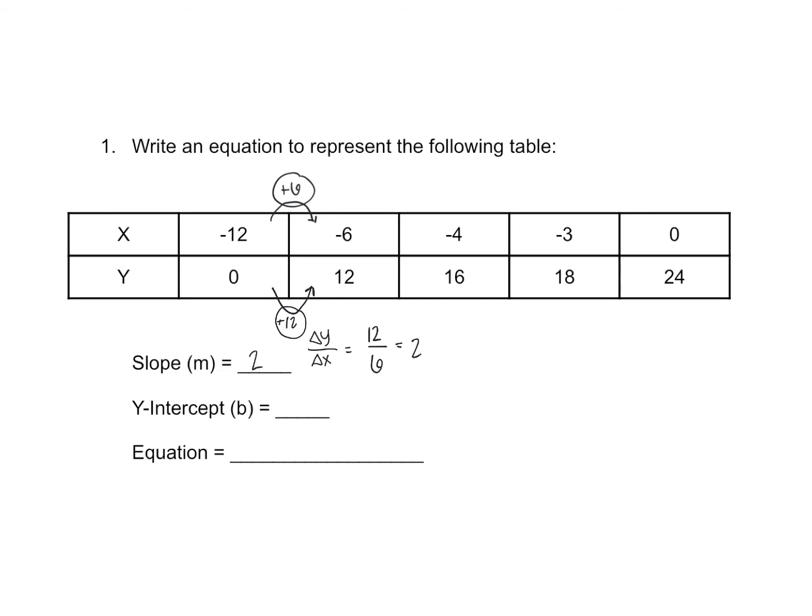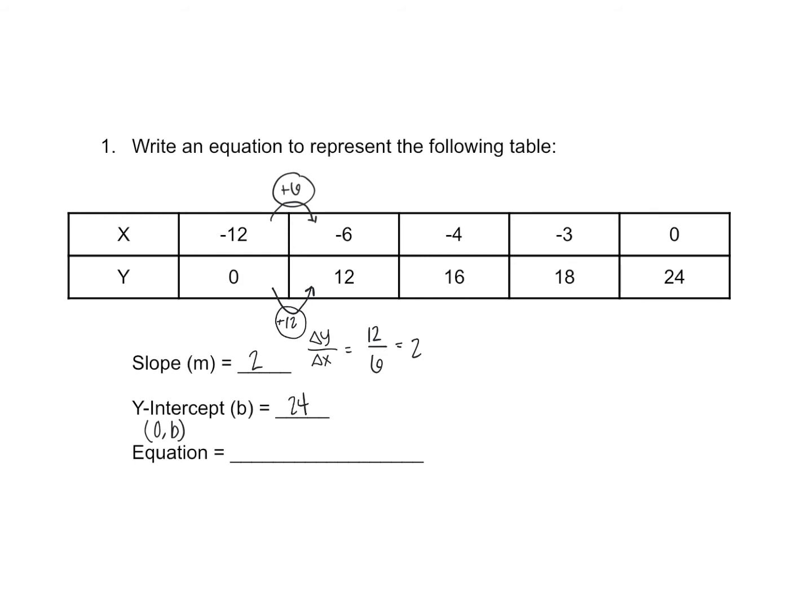To find our y-intercept, it's super important to remember that your y-intercept is the value of y when x is 0. So we're going to look in our x row of the table here, and we're going to go from negative 12, negative 6, negative 4, negative 3, and then 0. And our y value when x is 0 is 24.